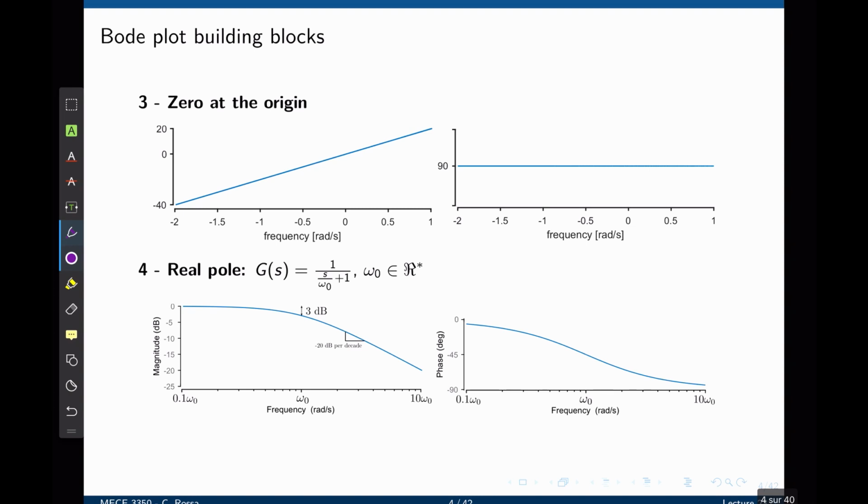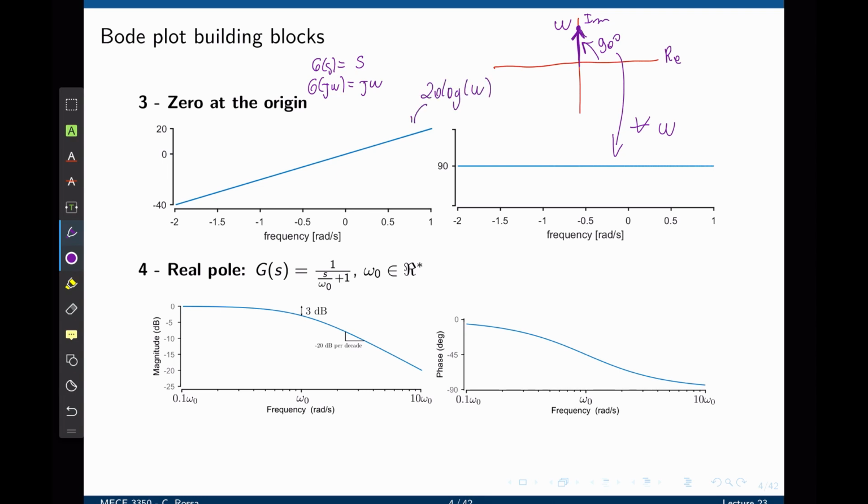The next element of our system is the zero at the origin. A zero at the origin would be characterized as g of s equals s, or g of j omega equals j omega. The representation of this function in the s-plane is very similar, but now the function lies on the positive imaginary axis, and the magnitude here is simply omega. We can see that the phase of this transfer function is always 90 degrees for all frequencies, but the magnitude of this transfer function increases as omega increases. The magnitude in decibels is 20 log of omega. So for each frequency decade, the Bode plot goes up by 20 decibels.